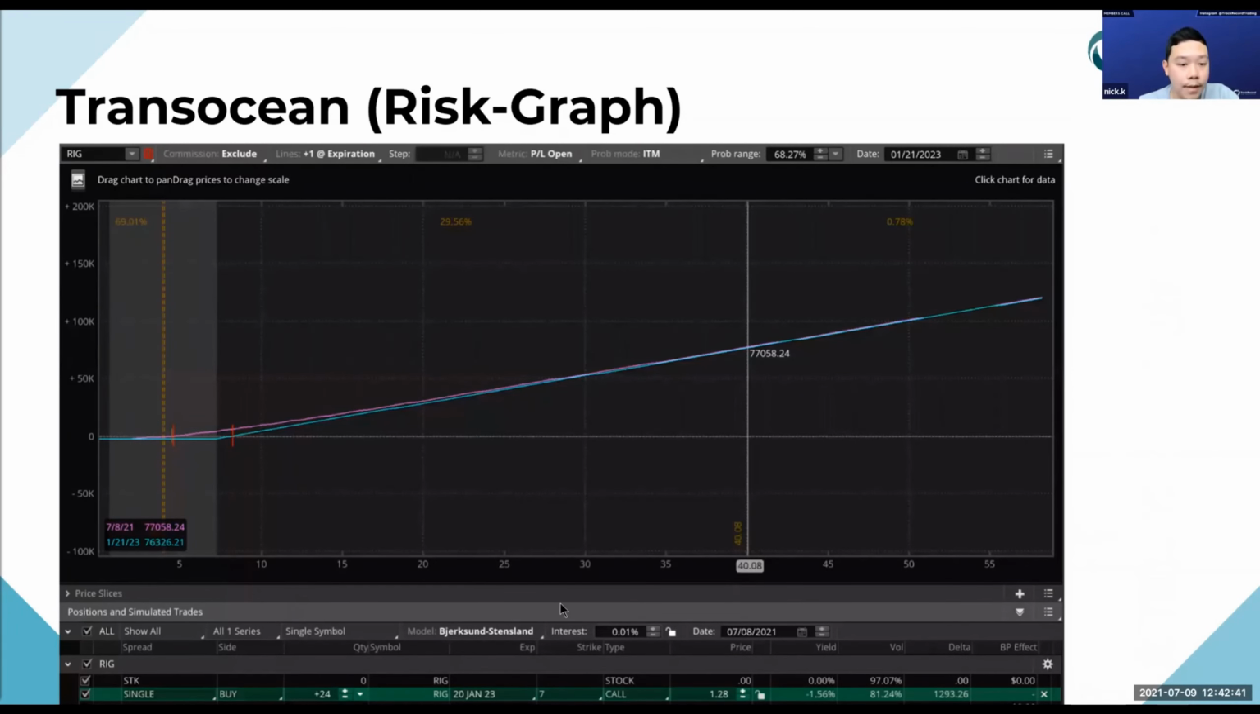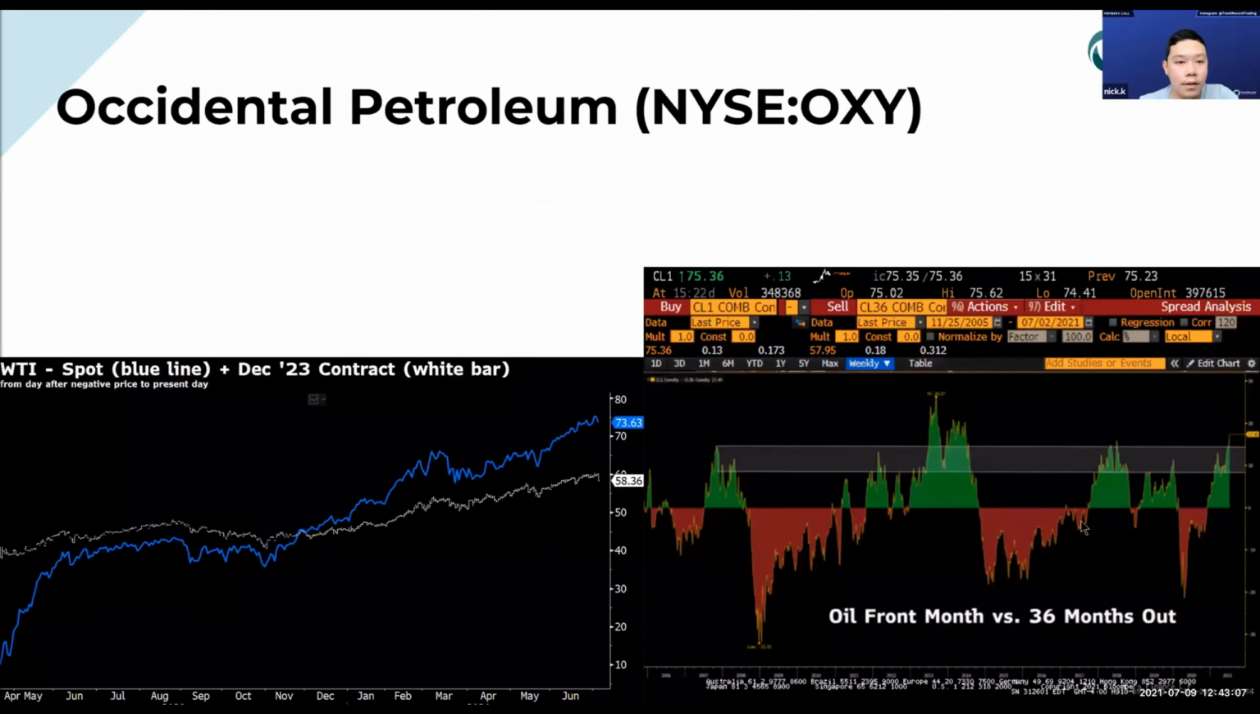So basically, assuming a $100,000 account, we are risking about 2% of our account, right? And if it hits $40, we will return multiple folds on our option trade. So we are looking at a fill price of 120 for Transocean, right? And the other one that we're looking at is Occidental Petroleum.